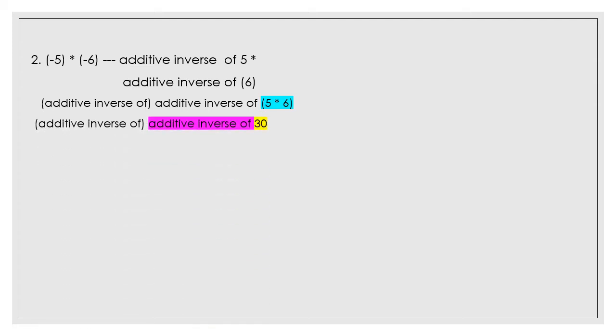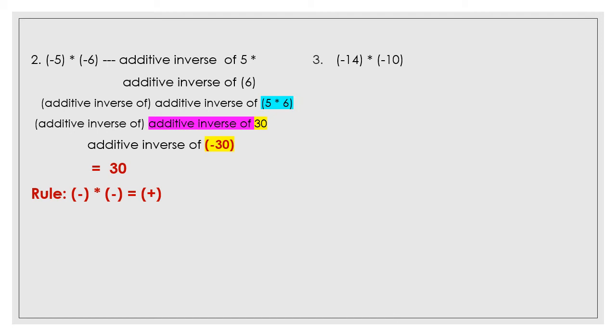Then, kunin natin itong isang additive inverse, ikabit natin. So, the additive inverse of 30 ay negative 30. Then, additive inverse of negative 30 is 30. So, we have proven here that negative times negative is positive. So, yun ang rule natin dito.